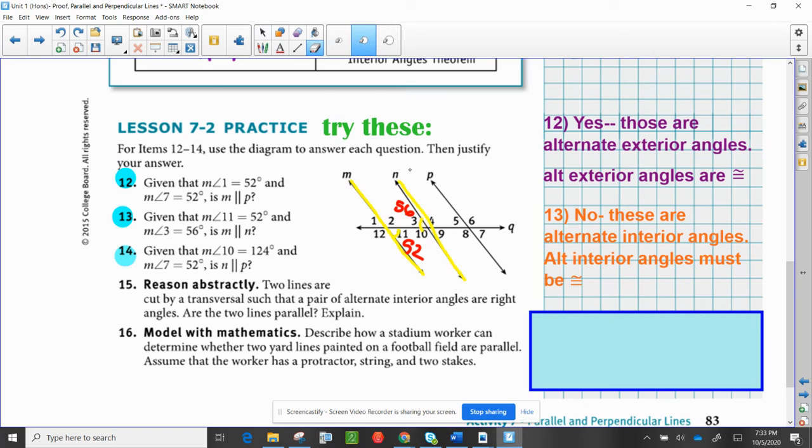Okay, last one here. Let's look at 14. So 14 says that angle 10 is 124 degrees, and angle 7 is 52 degrees. Can we use that to prove that N is parallel to P? So again, look at angles 10 and 7. If they're marked, you can see them nice there. Can we use those to prove that they are parallel lines?